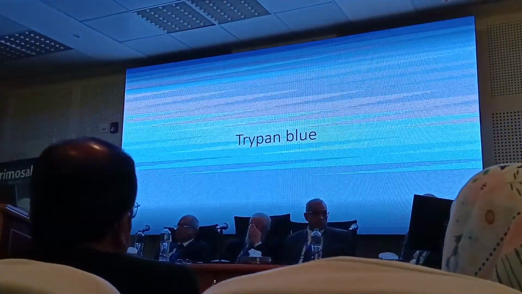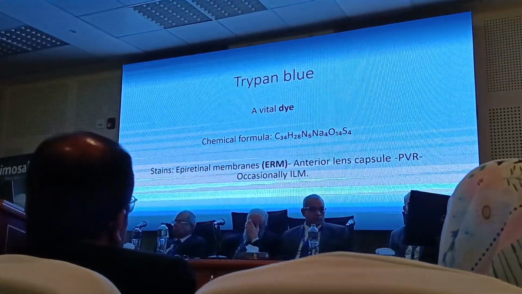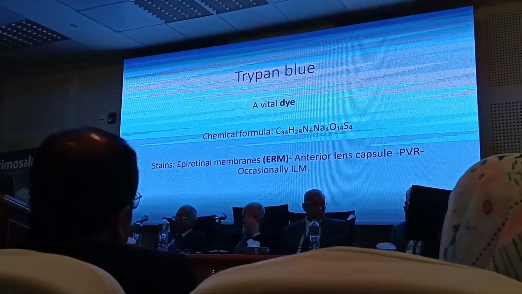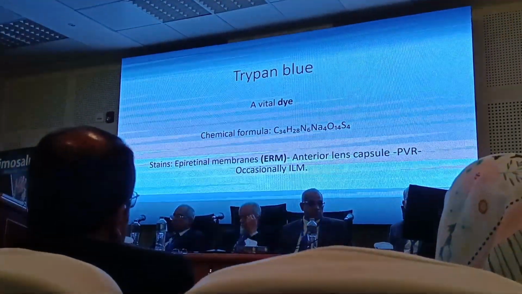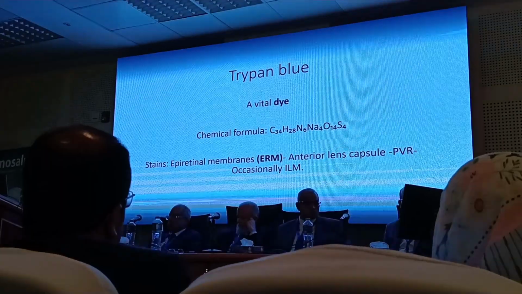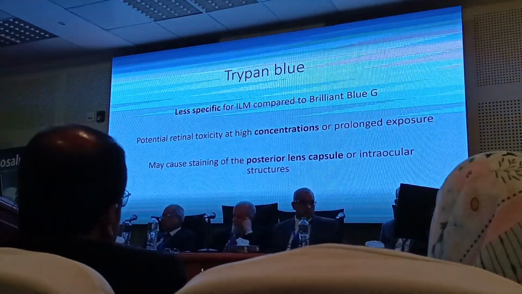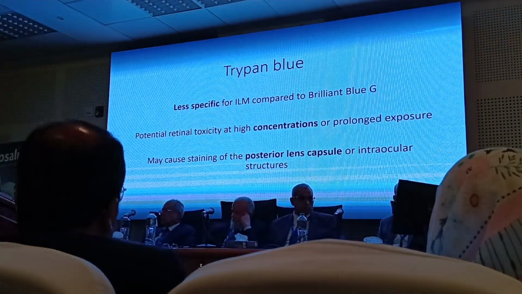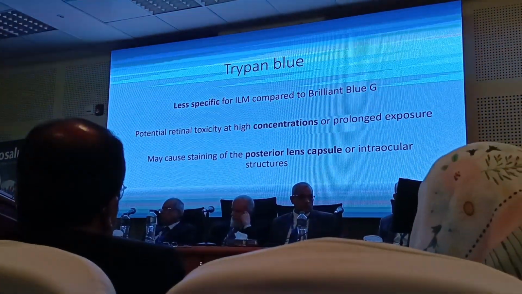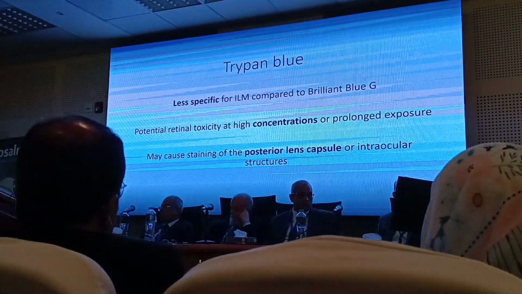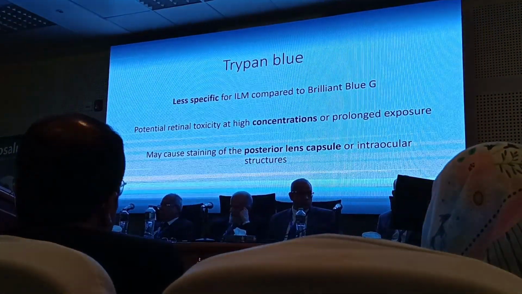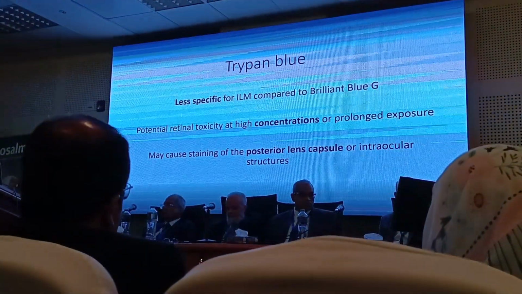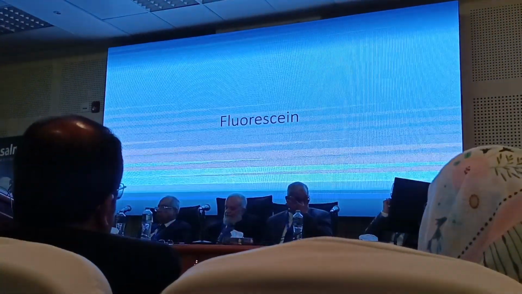Third stain is trypan blue. Trypan blue is also a vital dye. That's its chemical formula, and it stains epiretinal membranes primarily, anterior lens capsule, actually the whole lens capsule, PVR, occasionally the ILM. Trypan blue is less specific for ILM compared to BBG, of course. Potential retinal toxicity at higher concentrations is also valid here, and it may cause staining of the posterior lens capsule during vitrectomy, and this might hinder visualization.